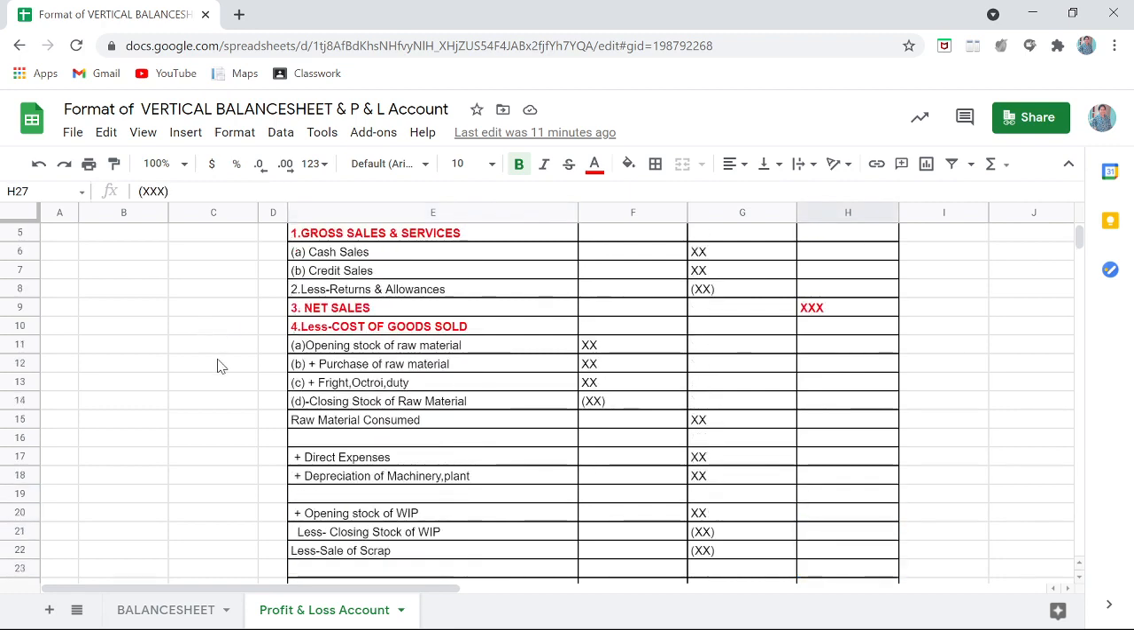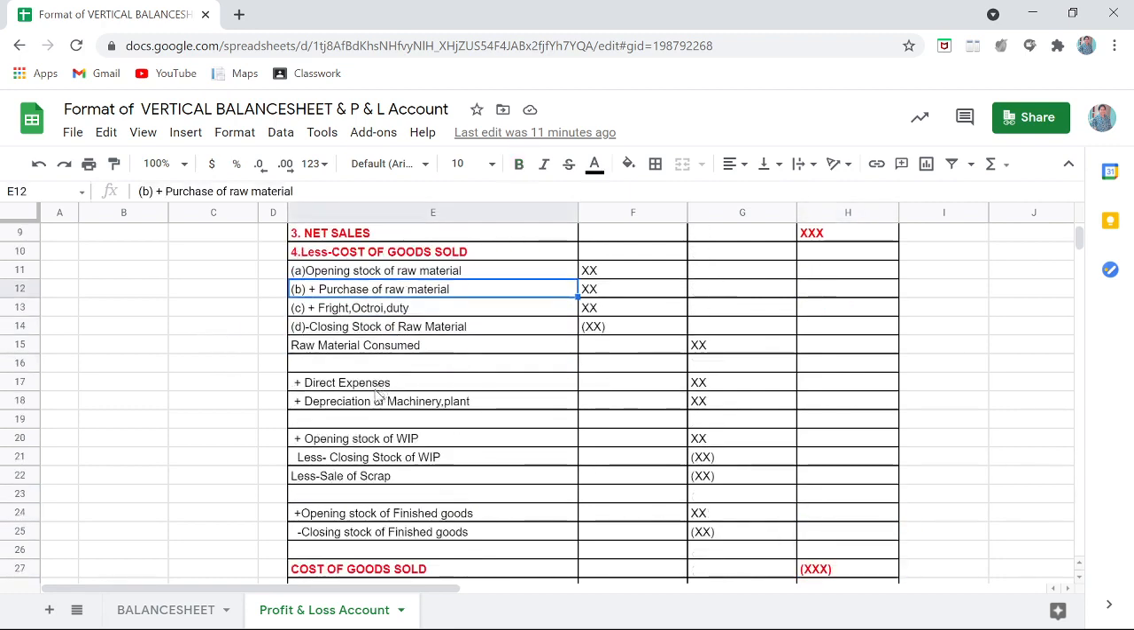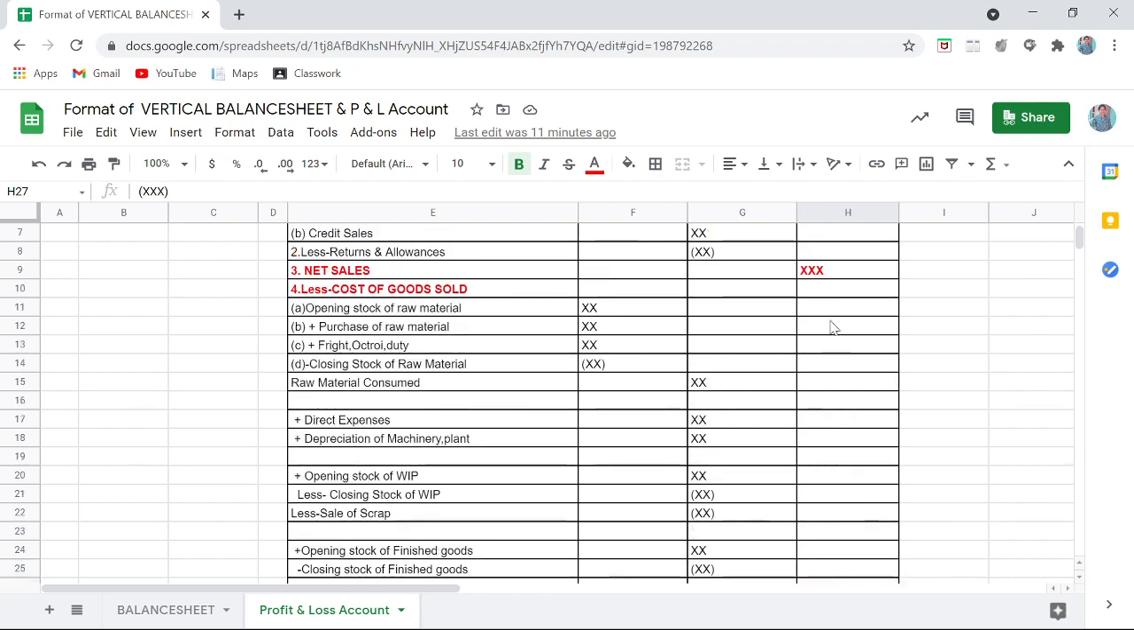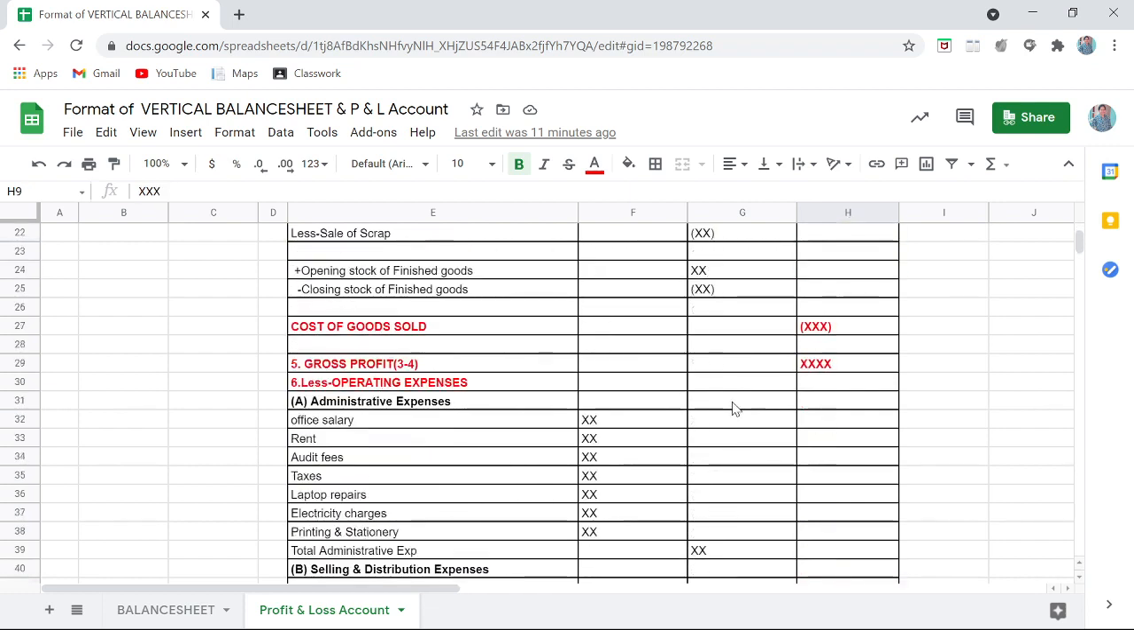Since under raw material we have written all expenses and everything, meaning the manufacturing activity we have completed, these expenses will be deducted from your sales, that is net sales. So net sales minus COGS, you will get gross profit. So you can say basically you have completed your trading account and the output is gross profit, but just in a vertical way.